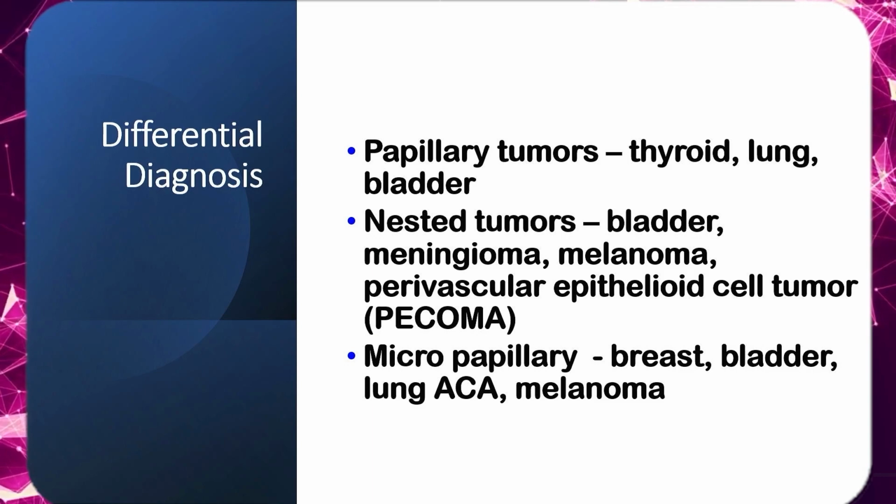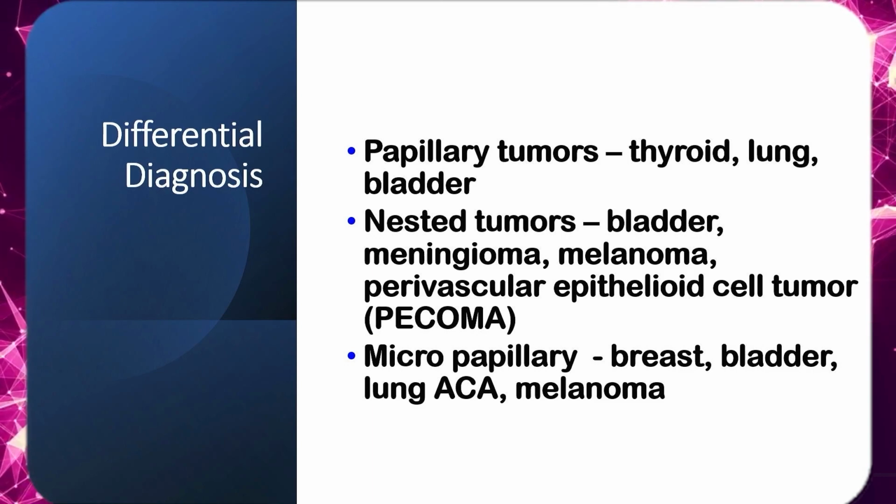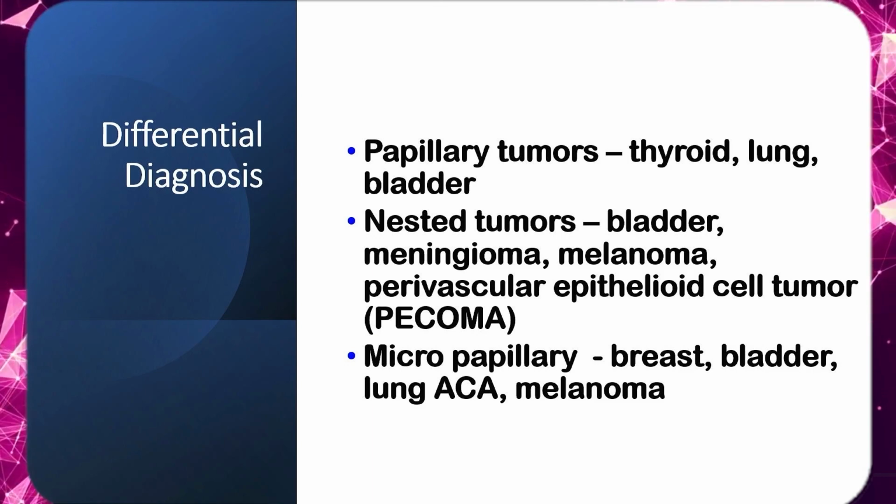So papillary tumors are thyroid, lung, bladder. Nested tumors are bladder, meningioma, melanoma. No one thought of meningioma.